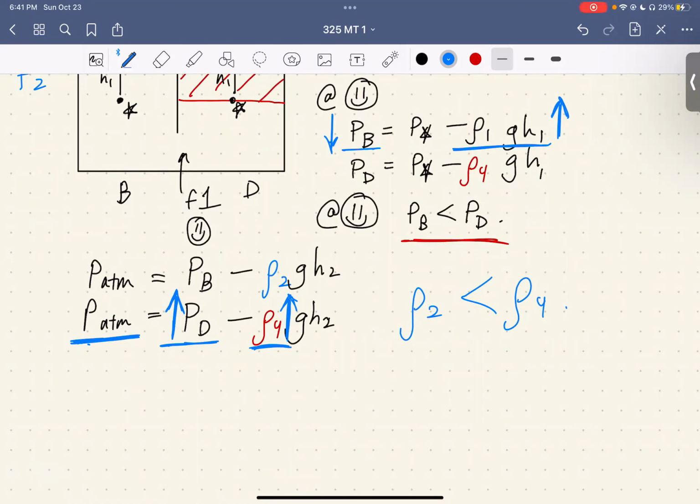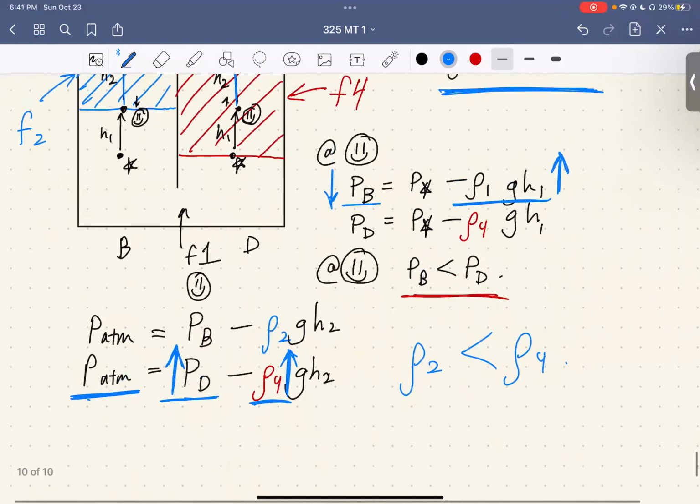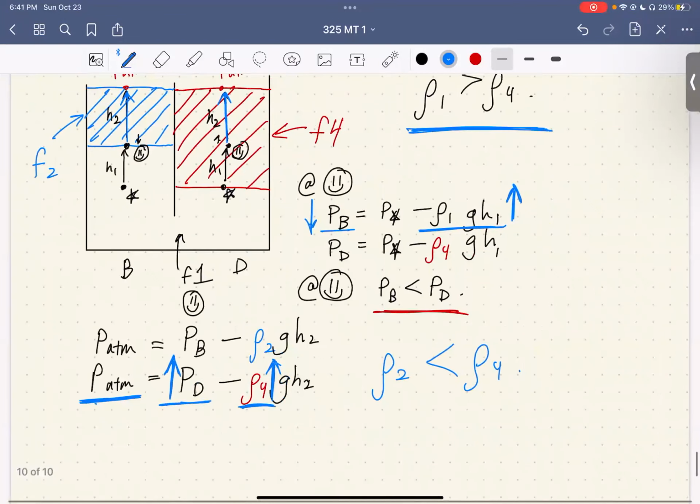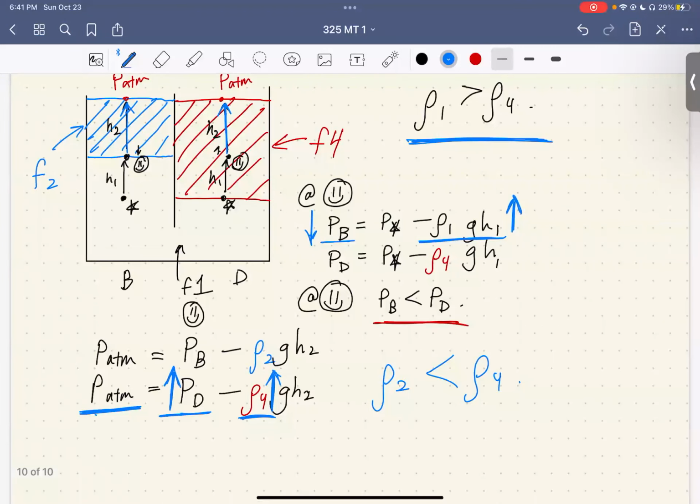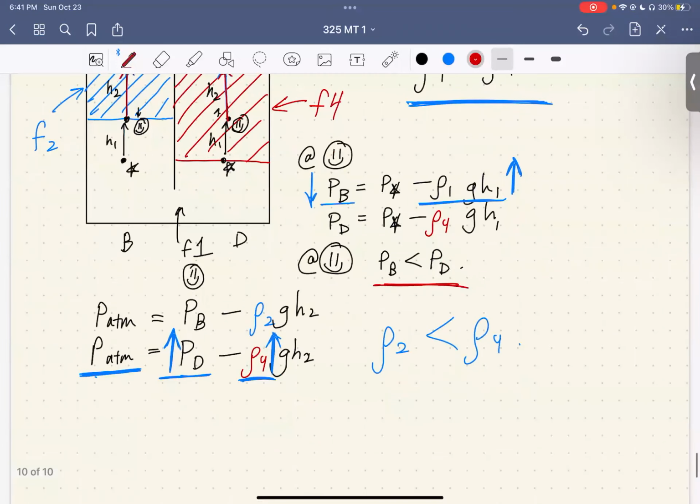So if that was confusing, just rewind and watch again. It's really important to know how this was determined. So we compare at first the height of the smiley face, the pressures, and then since PATM is the same, we had to account for that difference in the rho, right? So we know rho 4 is greater than rho 2.